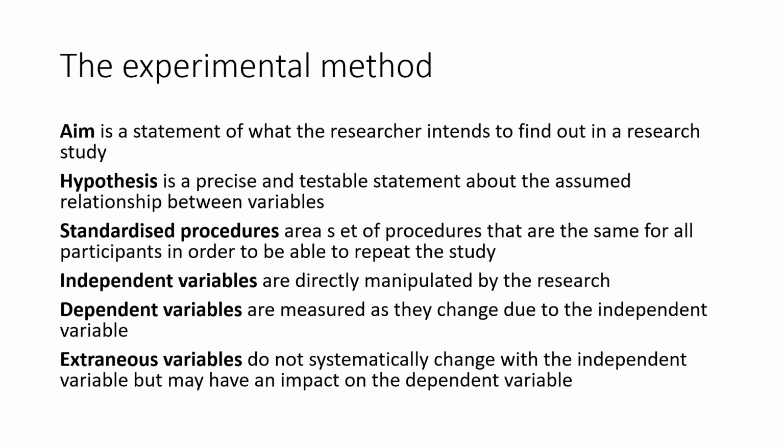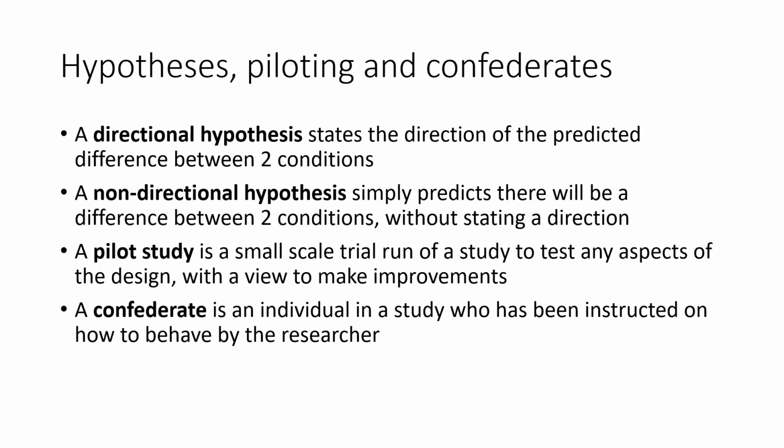Looking at the hypothesis, piloting, and confederates. So a directional hypothesis states the direction of the predicted difference between two conditions, and this is also known as a one-tailed hypothesis, whereas a non-directional hypothesis simply predicts there will be a difference between two conditions without stating a direction, which is also known as a two-tailed hypothesis.